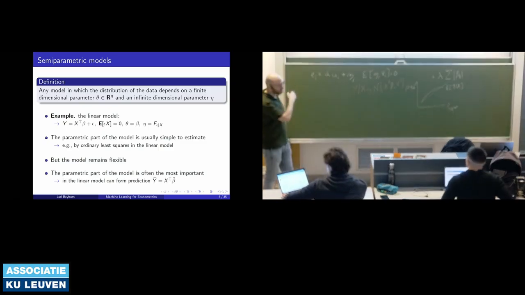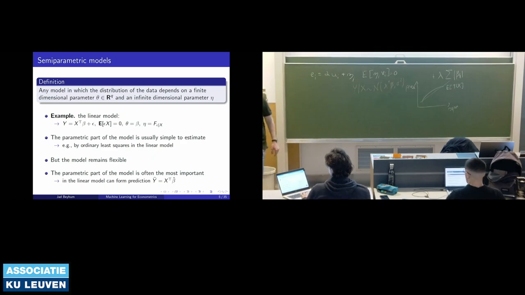So one example is a classical linear model. In the classical linear model, you don't assume anything on the distribution of epsilon, except that it's uncorrelated with x. That's what we saw in the previous chapter. Then here the distribution of y given x is fully determined by two things. First, the beta parameter. So this is the parametric part of the model. And the distribution of epsilon given x. This is the infinite dimensional part of the model. This distribution is not a real number, it's something infinite dimensional.